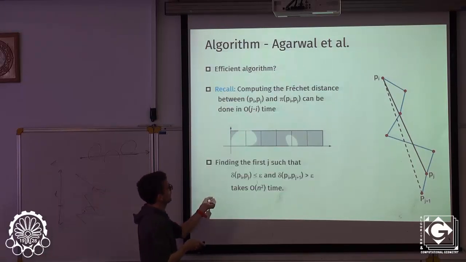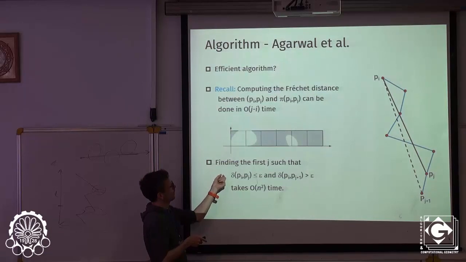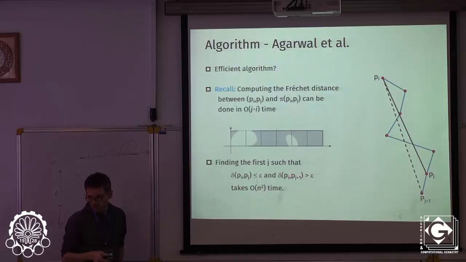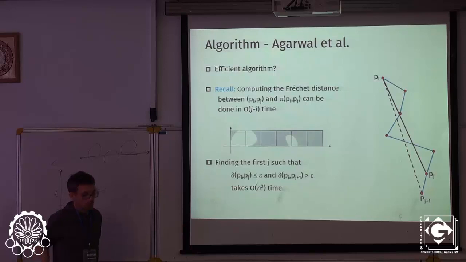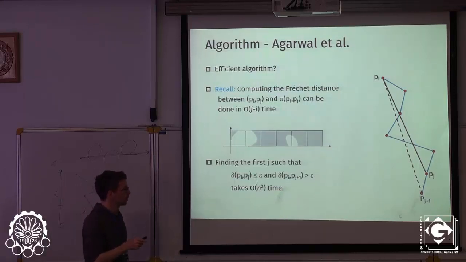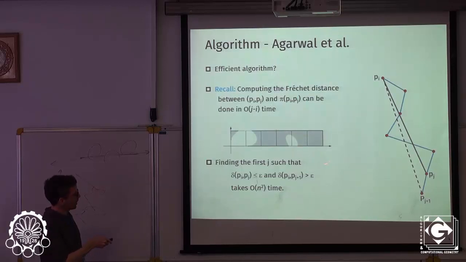Now the difficulty is we want to find the j so that this is still a valid segment, but the next one is not valid. If we do it naively, this will take quadratic time. So then we haven't gained much. The question really is how can we speed up? How can we quickly find such a value of j?